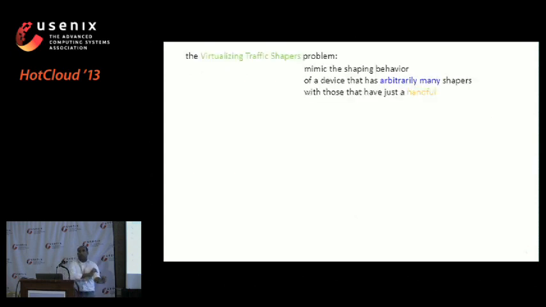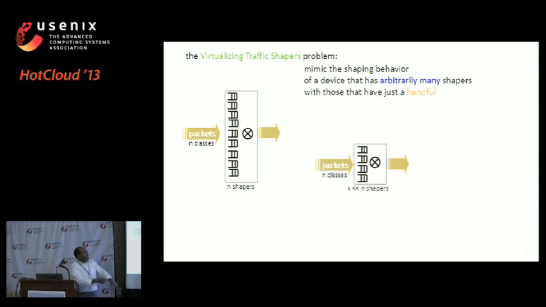So this is the high-level problem. We want to mimic the behavior of a device that has many more shapers, a NIC or a switch, with a device that only has a handful of them. Put more concretely, say you have n classes coming in, and you wanted to approximate a switch that has n shapers with a switch that has, say, some k shapers, where k is much smaller than n.